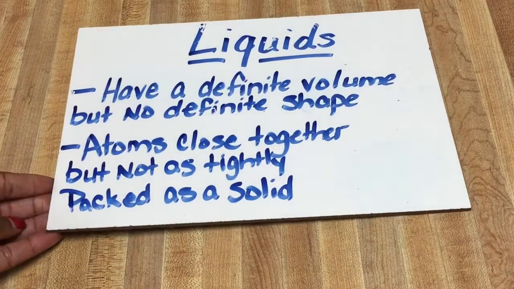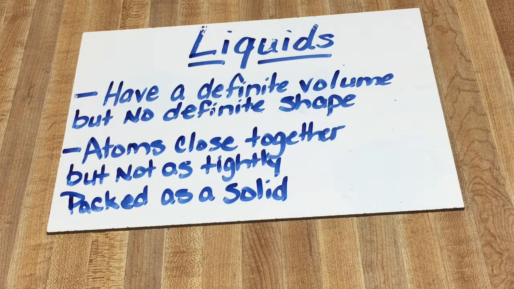Let's look at liquids next. Liquids, they're going to have a definite volume because you can measure the volume of a liquid, but they don't have a definite shape. Think about a glass of water, okay? Water is a liquid, and if I pour that into a heart-shaped glass, it takes the shape of its container, okay? So it doesn't have a definite shape.